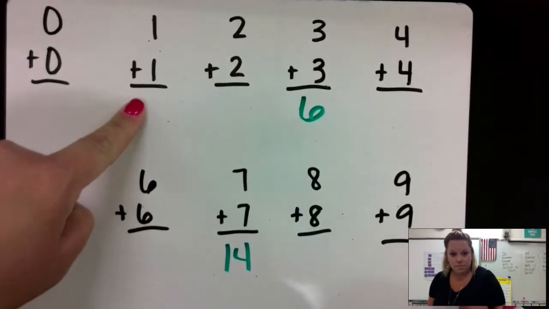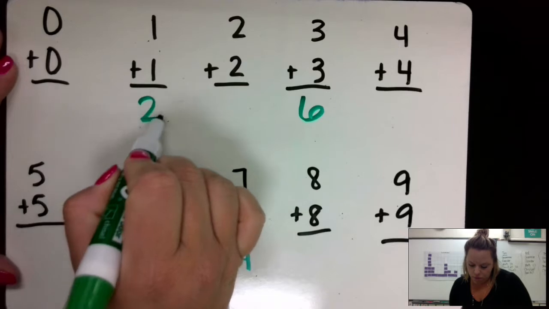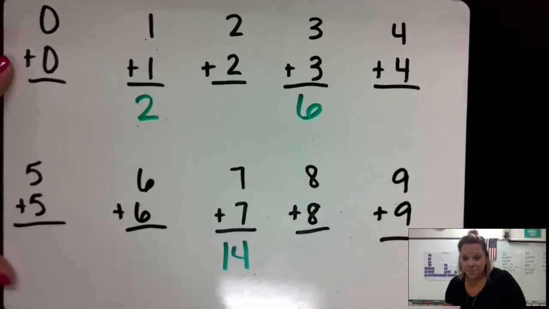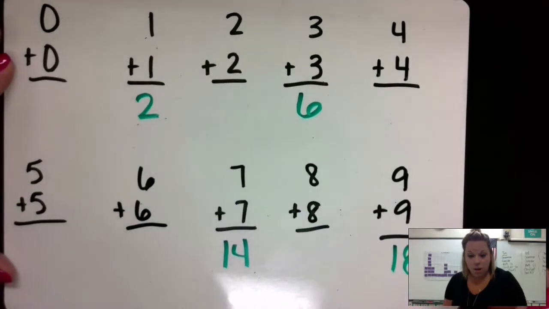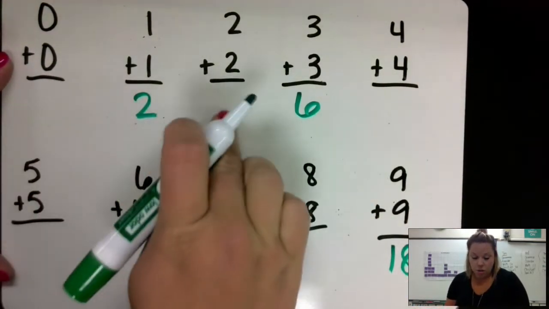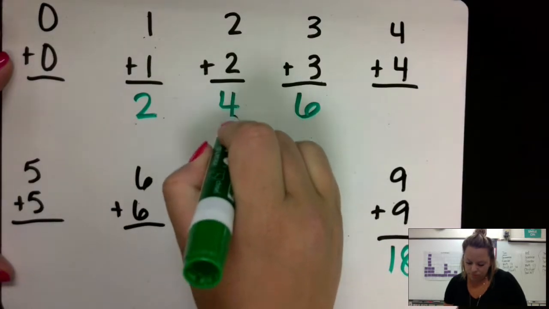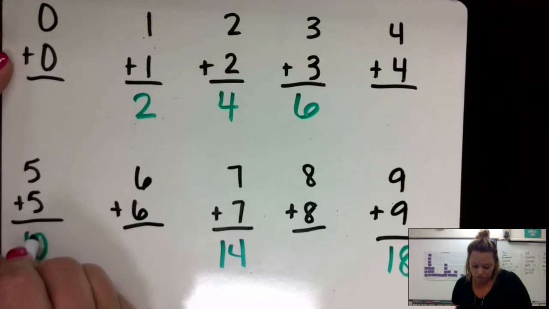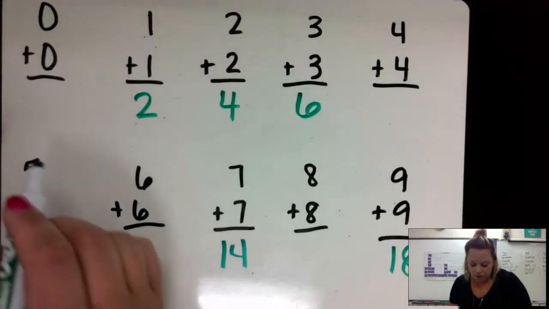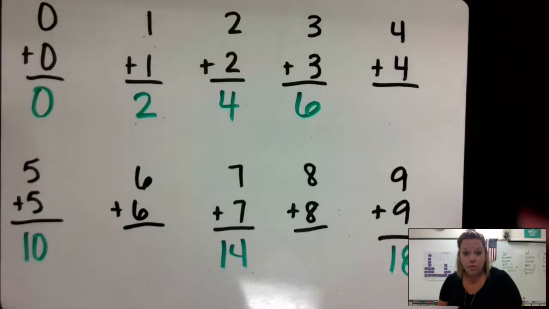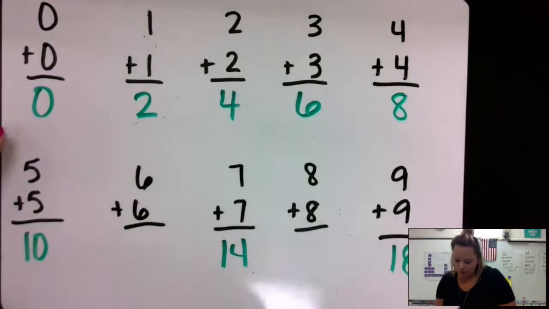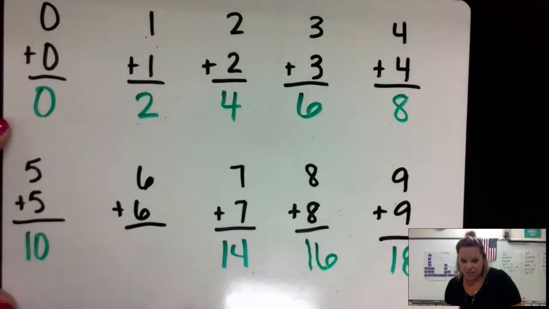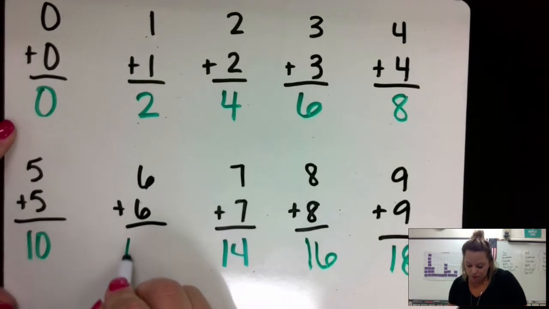1 plus 1. 2. 9 plus 9. 18. You know what I mean? 2 plus 2. 4. 5 plus 5. 10. 0 plus 0. 0. 4 plus 4. 8. 8 plus 8. 16.